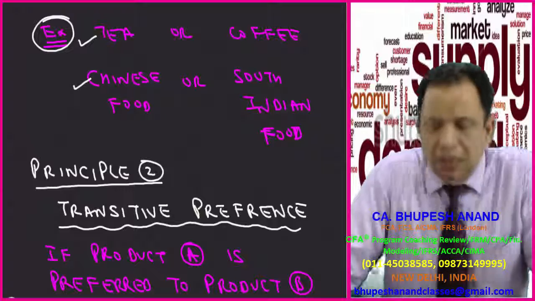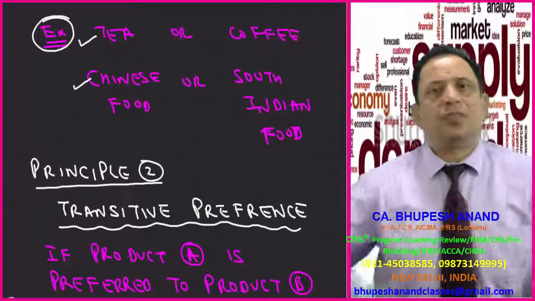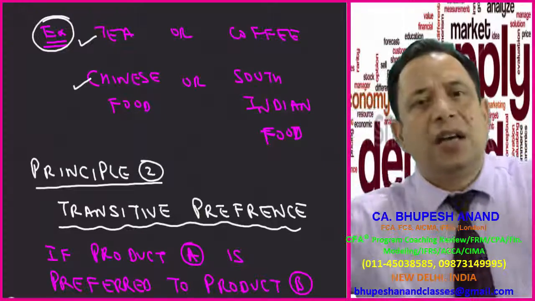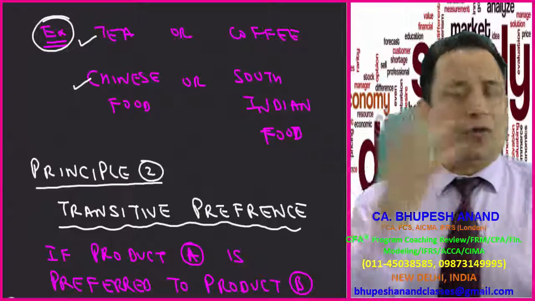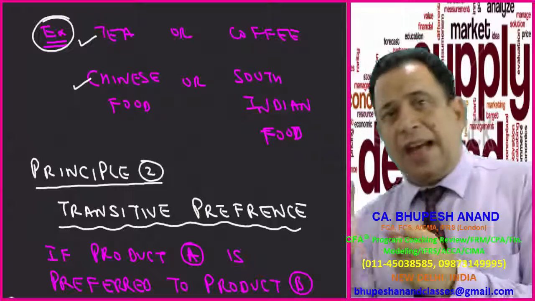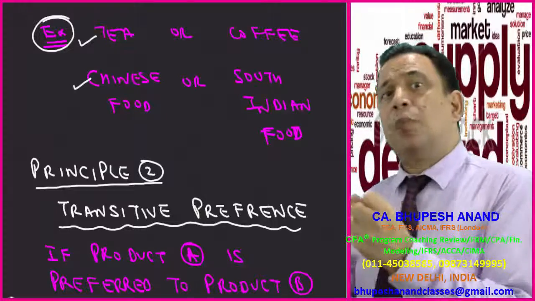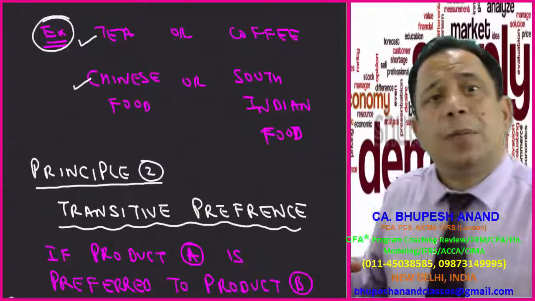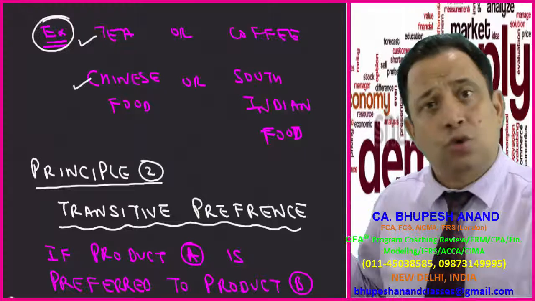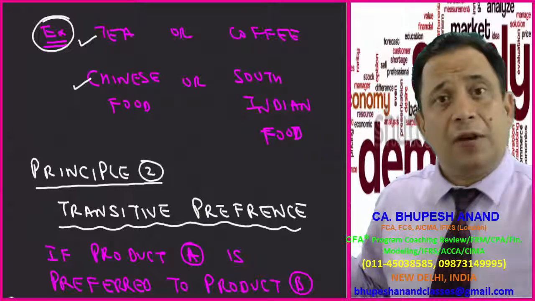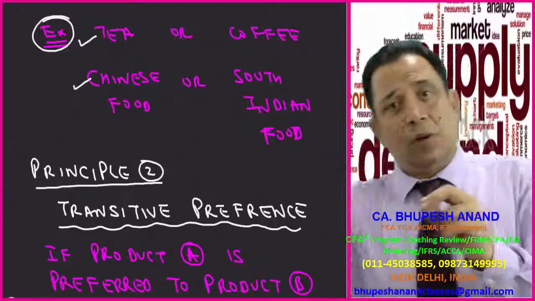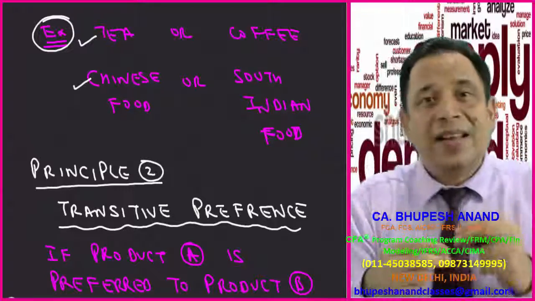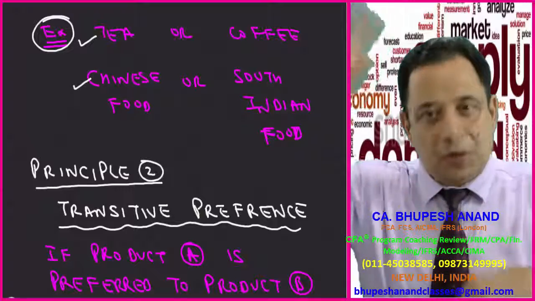Principle 2, transitive preference. This is obvious but logical. For example, you are preferring tea as compared to coffee, and you are preferring coffee as compared to tomato soup. It is natural that you will be preferring tea as compared to tomato soup also. It means if equation number 1 is greater than equation number 2 and equation number 2 is greater than equation number 3, it automatically means that equation number 1 is greater than equation number 3.